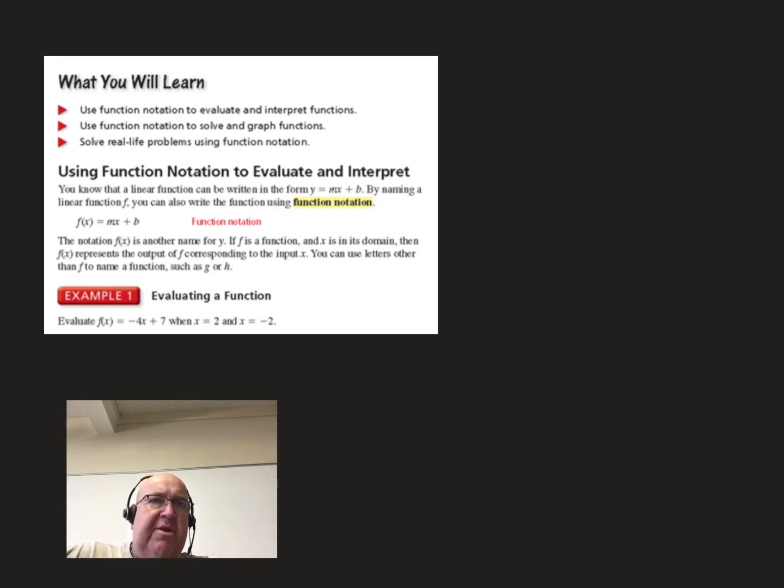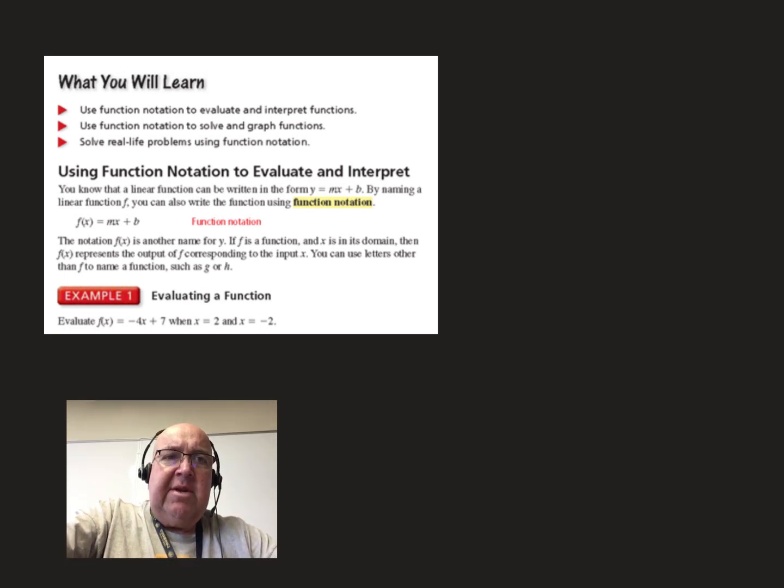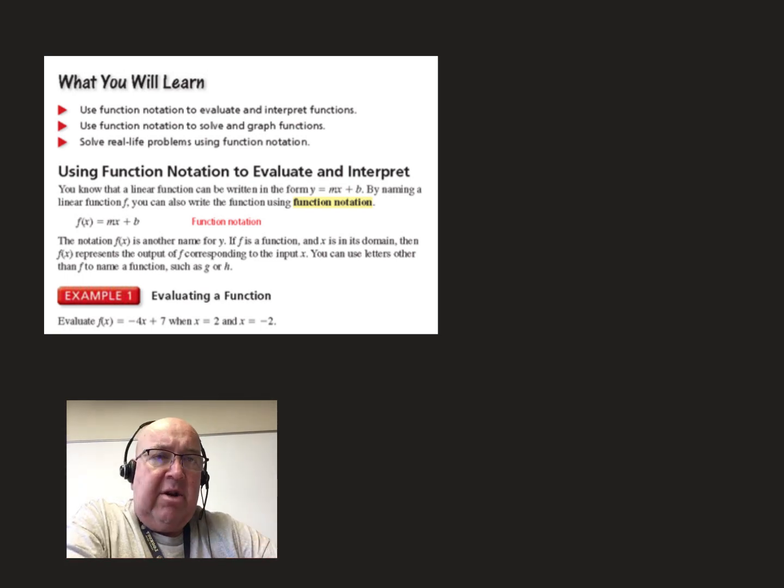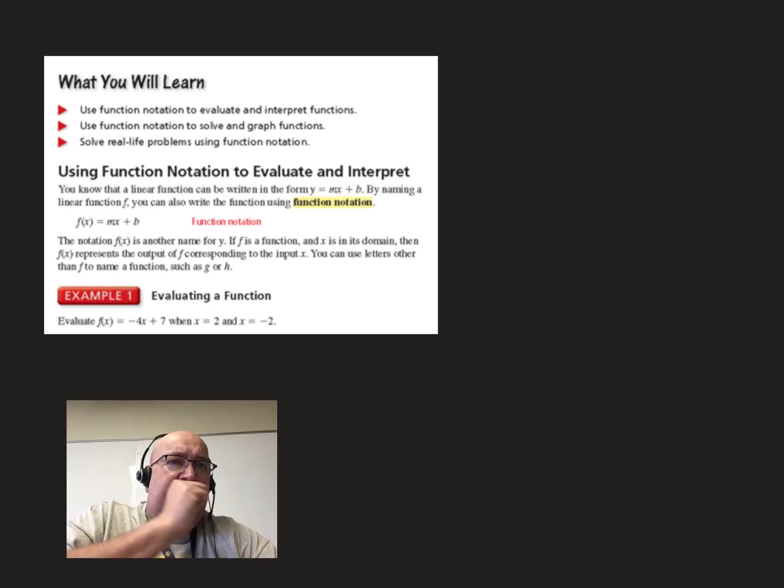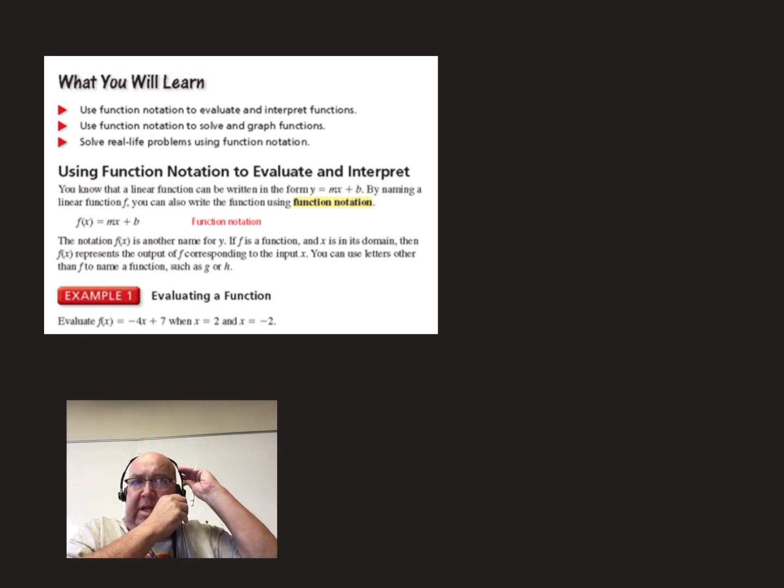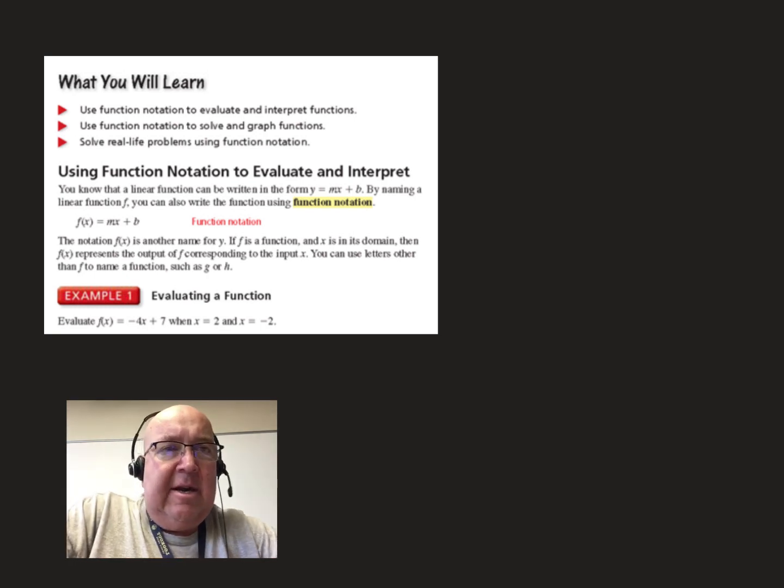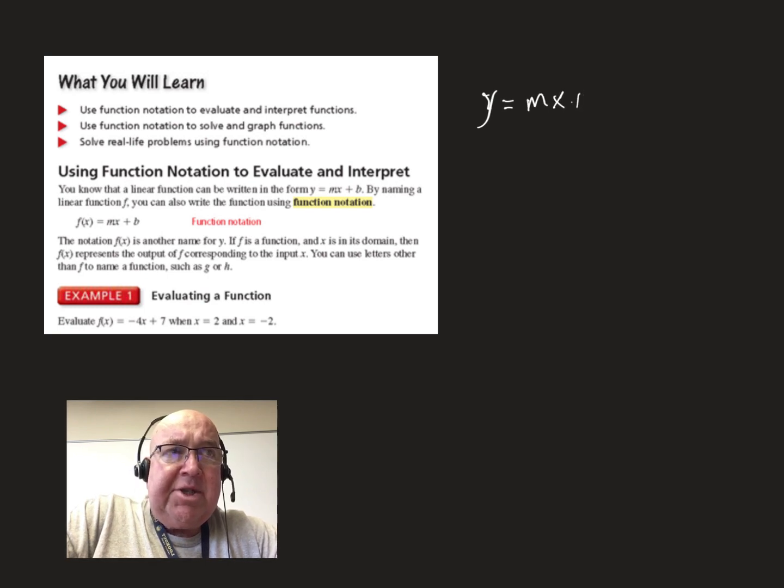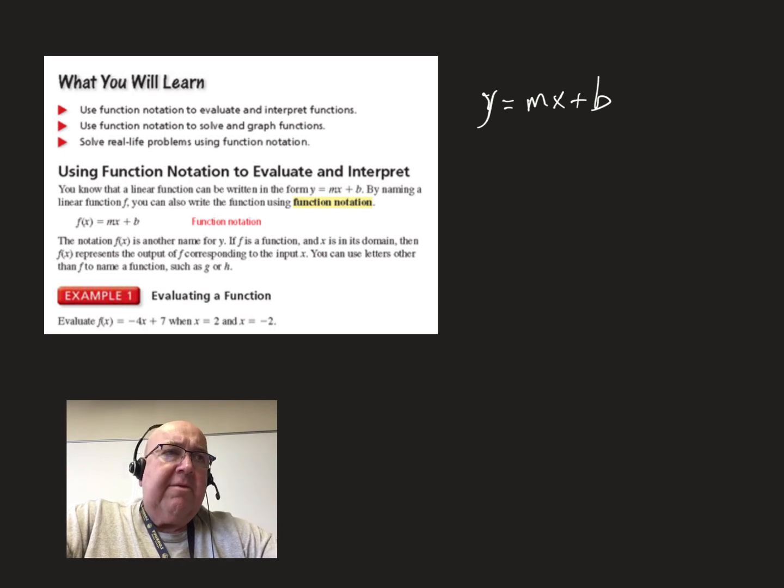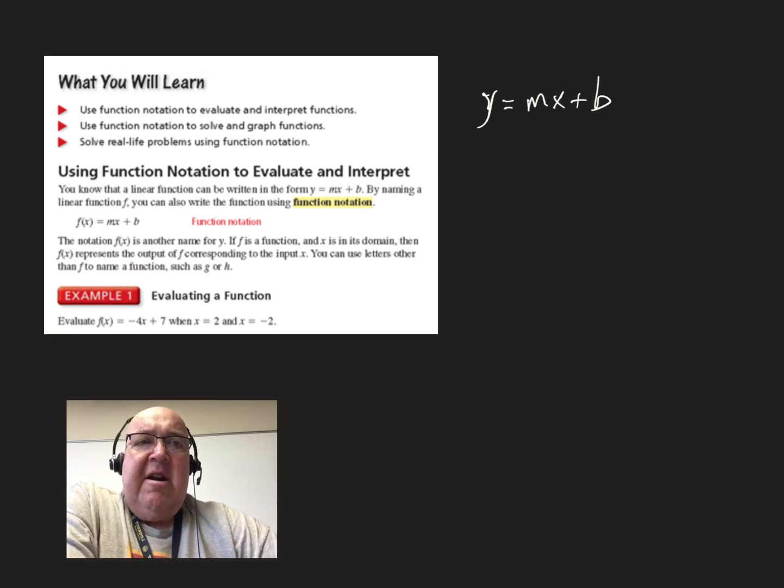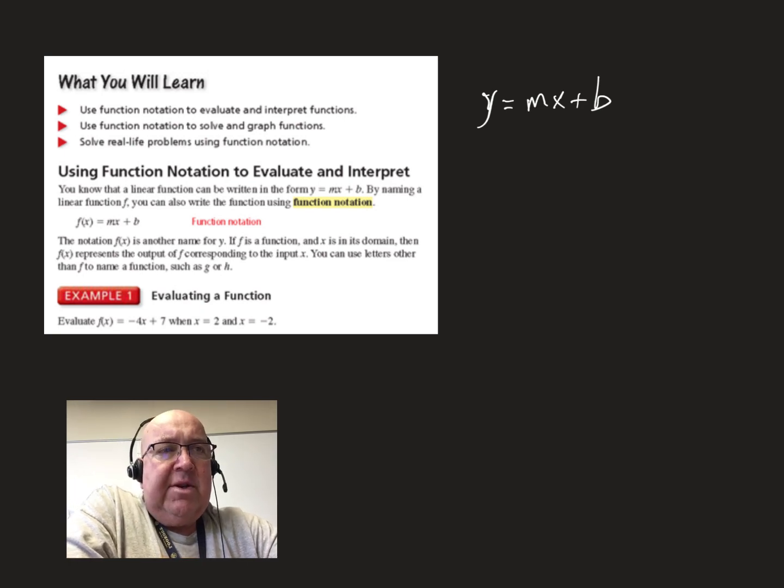Alright, in section 3.3 we're going to introduce function notation, and we're going to use it to solve for a variable. We're going to use it to evaluate at different points. We're looking at an equation like this that we talked about earlier, a linear equation where y equals mx plus b. M and b are constants.